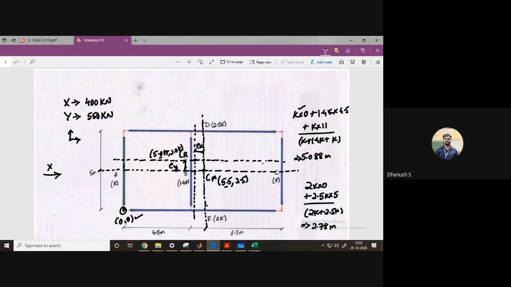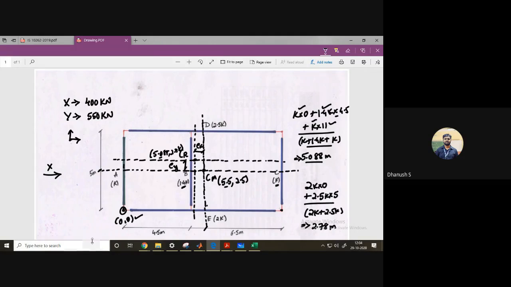Next wall, the stiffness is 1.4 K. So 1.4 K into the distance from here to here, which is 4.5. So that is your second point. For the last wall, the stiffness is K, into the distance from this point to this point, which is 11 meters, hence 11. This entire thing is divided by total stiffness, K plus 1.4 K plus the last wall K. Doing that, I get 5.088 meters. So we understand that the center of rigidity is located at a distance of 5.088 along x direction.